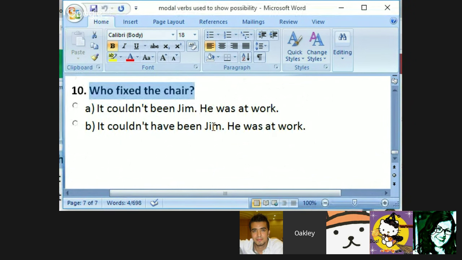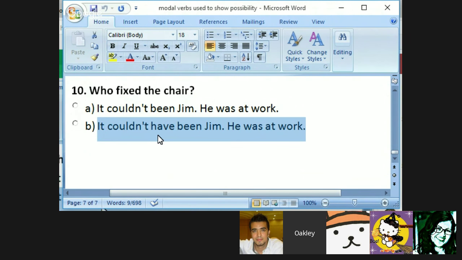Actually, another past tense one. Masa? Who fixed the chair? It couldn't have been Jim. He was at work. Okay. Yeah. Again, you've got to have that modal perfect. All right.